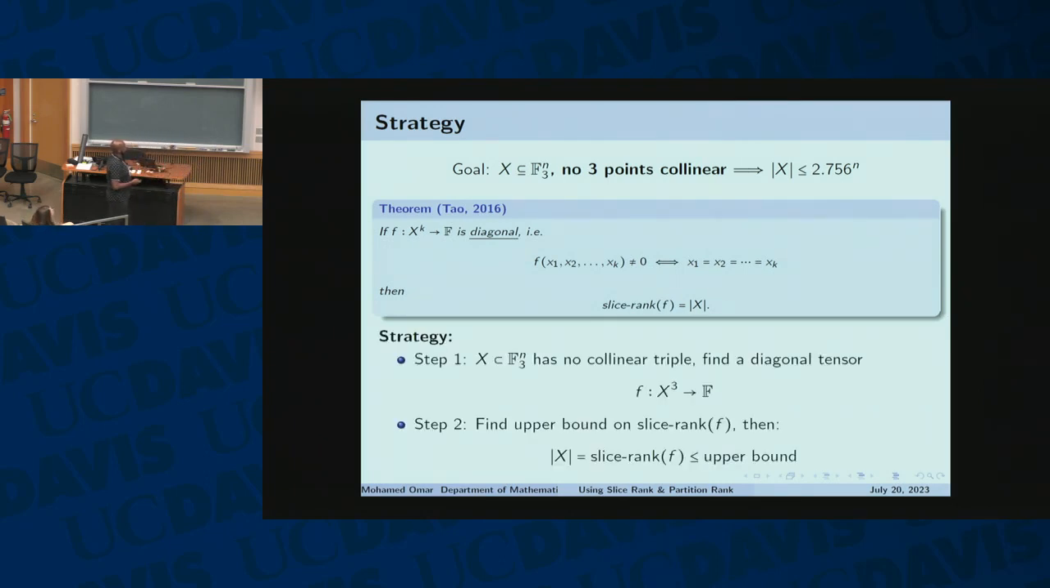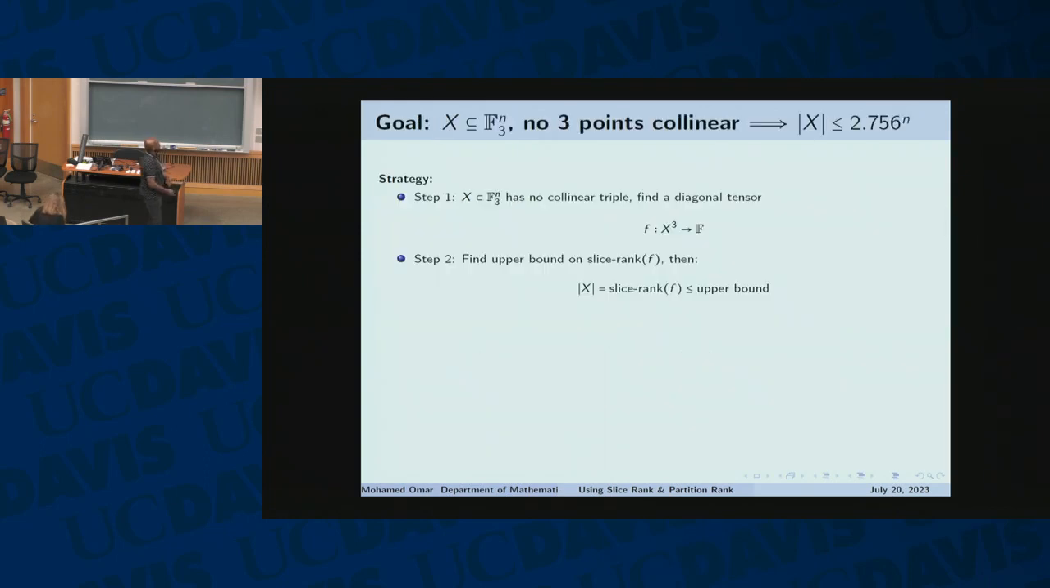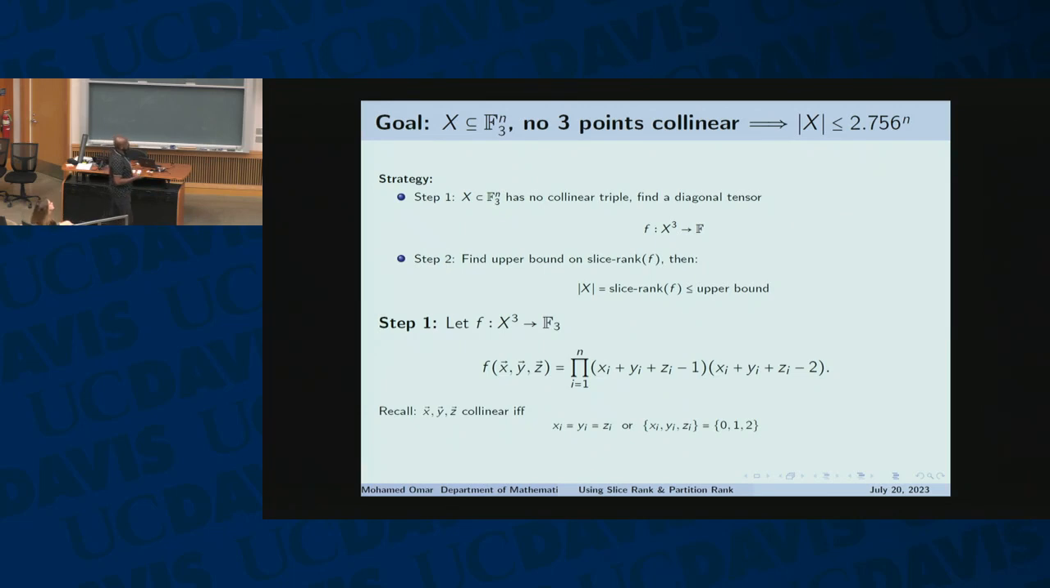So I alluded to this already a little bit. The strategy is going to involve 2 pieces. The first piece is find a diagonal tensor on triples of points, knowing that X avoids collinear triples. And then secondly, find an upper bound on the sliced rank, because we know if we find a diagonal tensor, the size of this underlying set is going to be the sliced rank, and then we'll find an upper bound there. Okay, so this is all stuff that was done in the article I mentioned earlier that broke through this exponential upper bound. So let's go ahead and do this. So step 1, here is the diagonal tensor that they created.